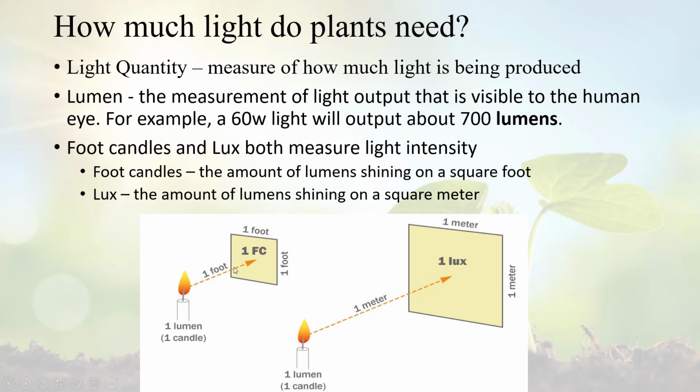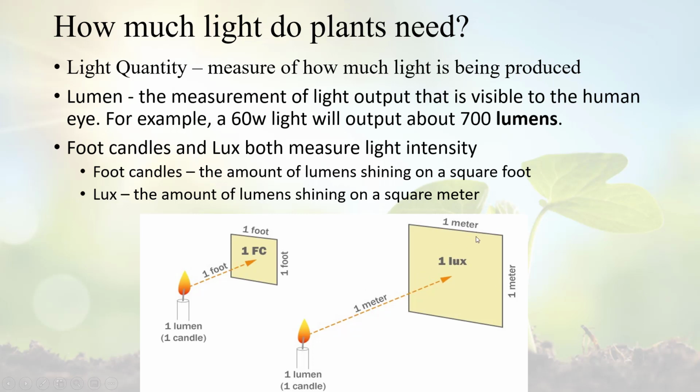1 foot candle is the amount of light that we see if we take 1 candle, set it a foot away from a wall, and we see that amount of light shining on a 1 foot by 1 foot square. That would be what we call a foot candle, or the intensity of light that we call a foot candle. Right? Does that make sense? Now, lux, same thing, but just different measurements.